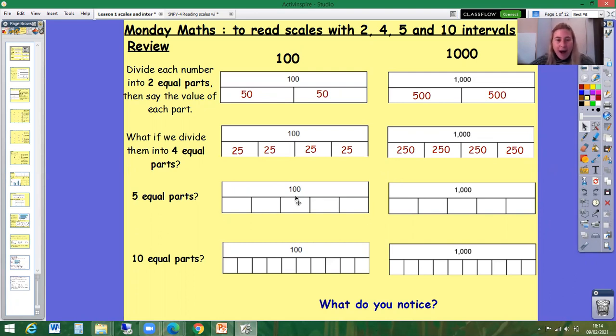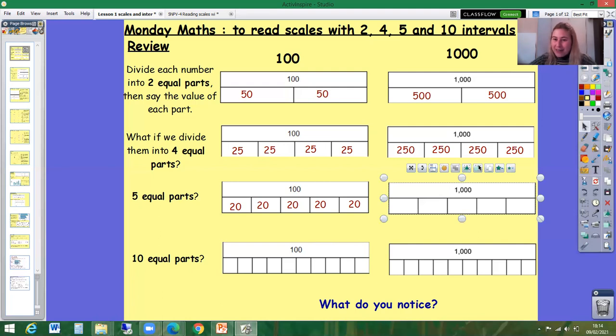Let's carry on. So 100 divided into 5 equal parts. So hopefully you thought about 20 in each part, because if we count in 20s, we should get to 100. So count with me this time: 20, 40, 60, 80, 100. It's interesting because 10 divided by 5 would be 2, wouldn't it? 2, 4, 6, 8, 10. So let's think about the patterns that we notice as we go through.